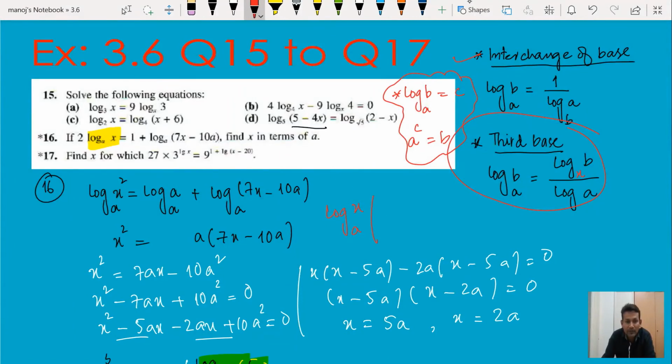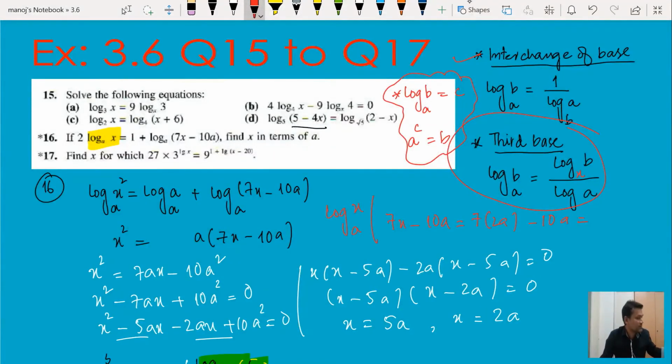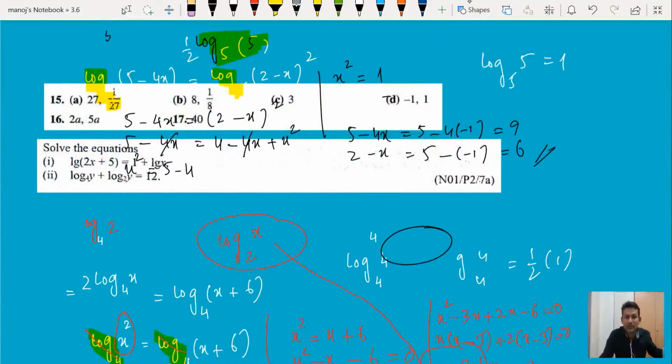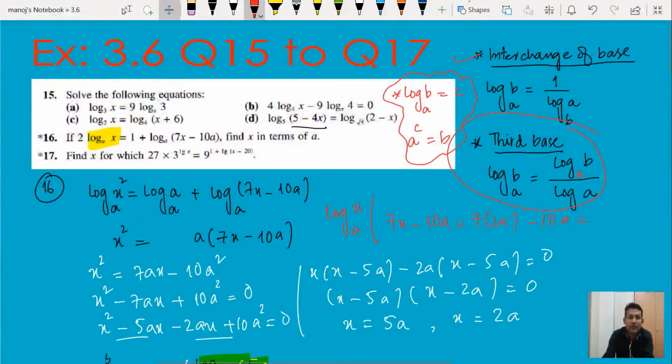do we have both answers, right? 7x minus 10a. When you substitute x is 5a here, is your answer coming negative or positive? 5 times log is coming positive. But when you substitute 2a here, it is also coming positive. So let's check the answer. Yes, the answer is here. Both 2a and 5a are possible. Okay, that's good.